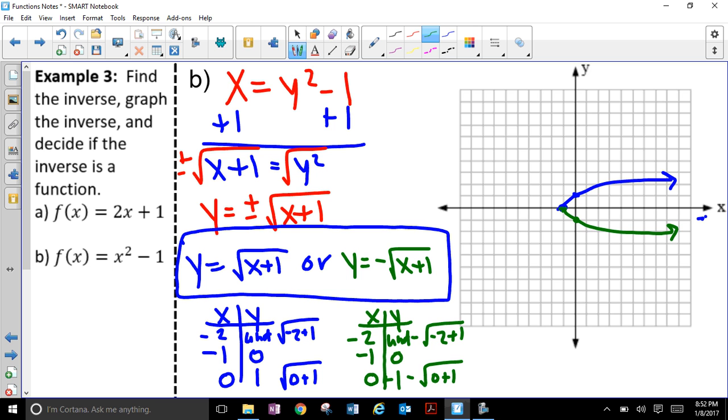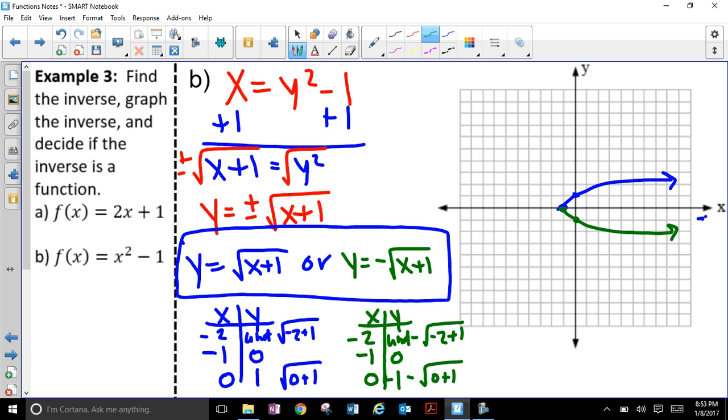So that is that shape, which, like I said, when you have this plus minus situation, when you do the inverse and you have a plus minus, it's a sideways parabola. Okay. Now, deciding if it's a function or not. Together, with the blue and the green graph together, it is not a function.